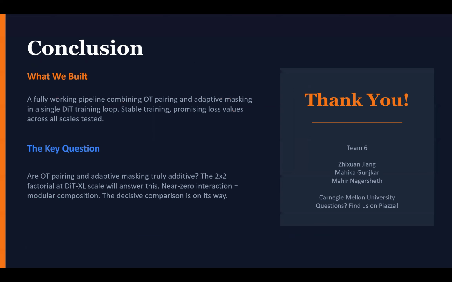And finally, the conclusion. To wrap up, we built a fully working pipeline that builds OT pairing and combines it with adaptive masking in one DiT training loop. Stable training, promising loss values across all scales we tested. The key question is whether these techniques are truly additive, and the 2 by 2 factorial will answer that.